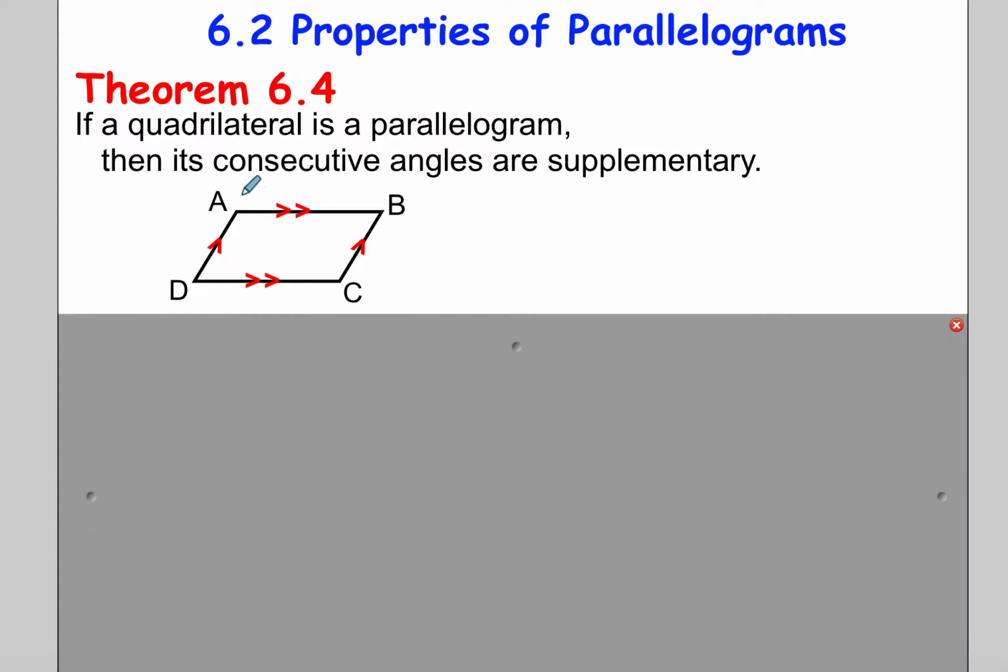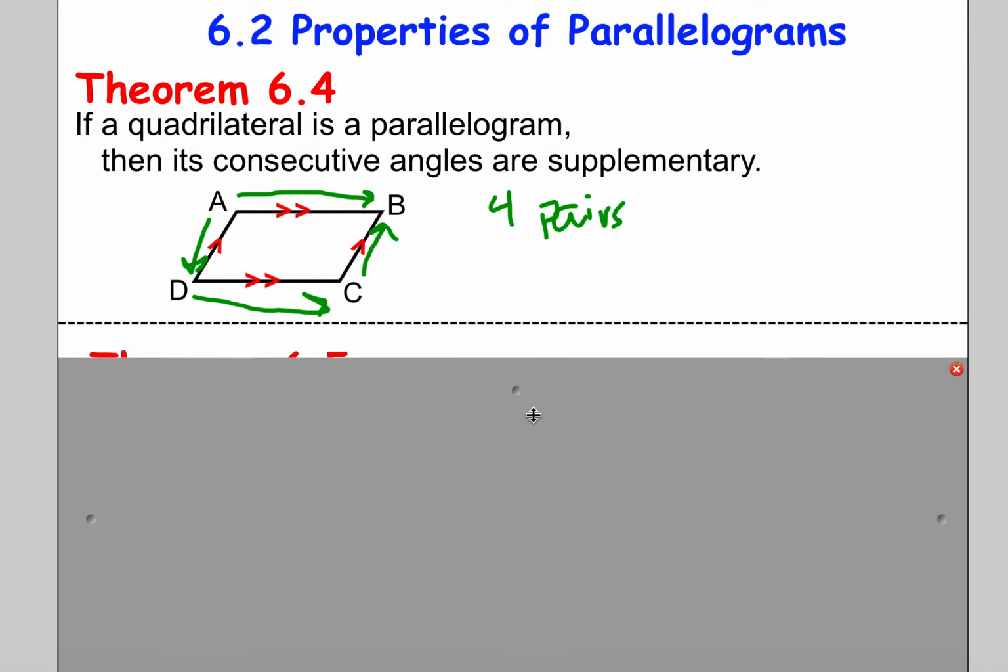So we would say that A plus B is 180, A plus D is 180, D plus C is 180, and C plus B is 180. All those, we have four pairs of consecutive angles that are supplementary anytime we have a parallelogram. Once again, that's A and B, A and D, D and C, and B and C. All of those are consecutive angles, so they're all supplementary. They all add up to 180.